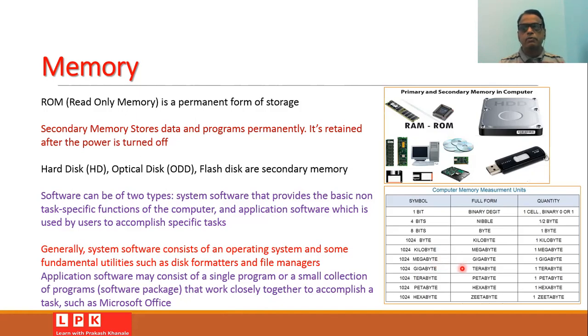A terabyte is nothing but 1024 times a gigabyte. A petabyte is nothing but 1K times 1 terabyte. An exabyte is nothing but 1K times a petabyte. And a zettabyte is nothing but 1K times an exabyte. So these are the units used for the measurement of memory.